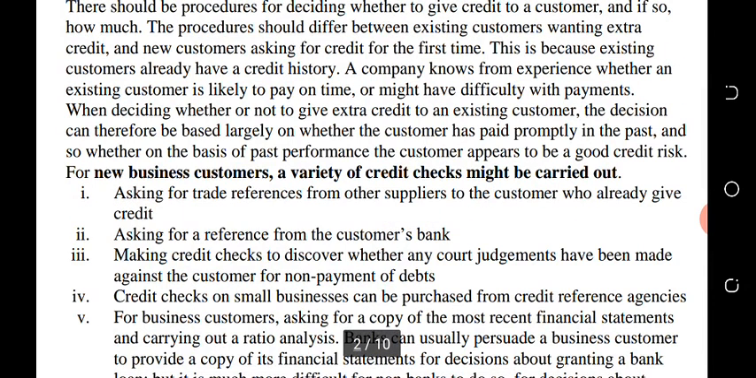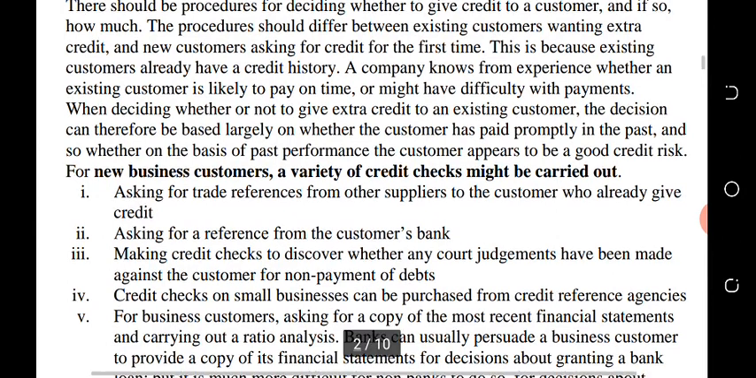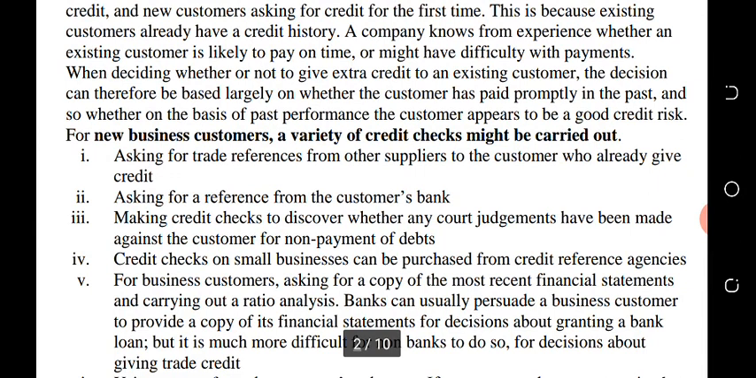A company knows from experience whether an existing customer is likely to pay on time or might have difficulty with payment. When deciding whether or not to give extra credit to an existing customer, the decision can therefore be based largely on whether the customer has paid promptly in the past, and so whether on the basis of past performance the customer appears to be a good credit risk.